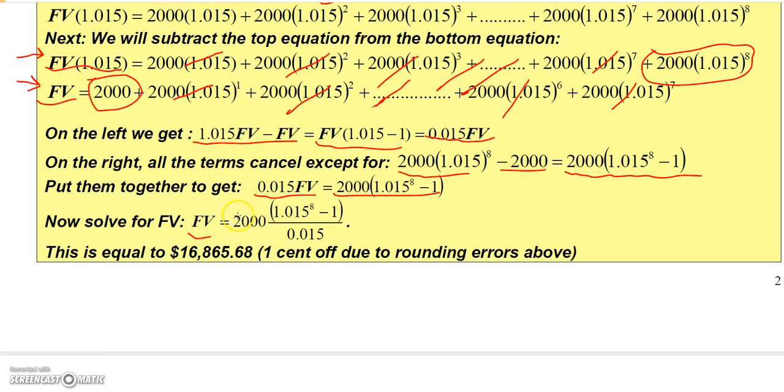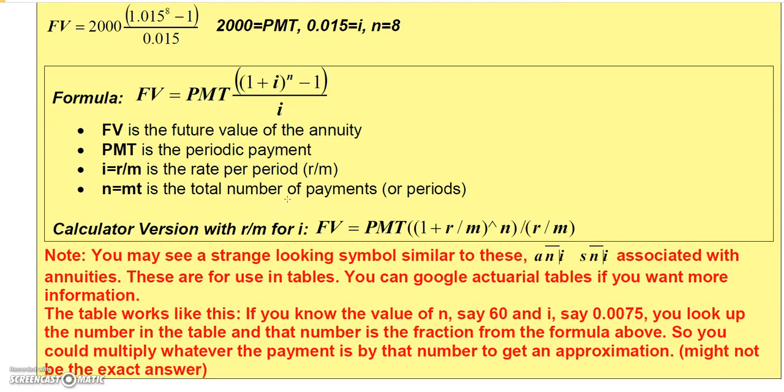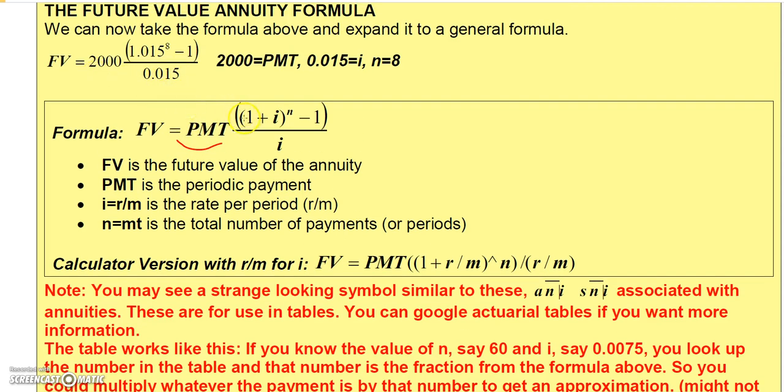Now what's interesting though is this 2,000 is just your payment. The 0.015 is just I, and 8 is just the N. So really it looks like this formula is just based on the payment, the I, and the N. And actually it is. The formula is actually to find the future value of an annuity. You simply take the payment, just like I did up here where I took the 2,000, and then you multiply it by this fraction where the numerator is 1 plus 0.015.